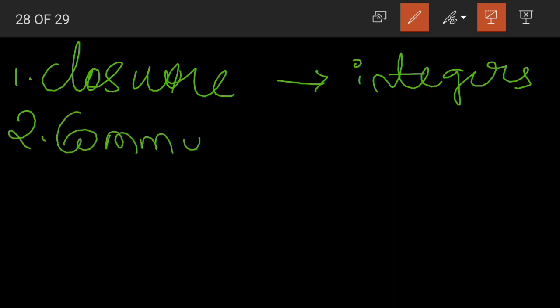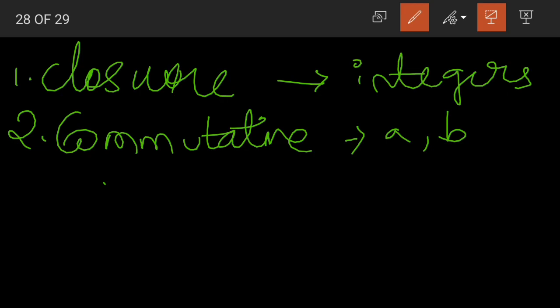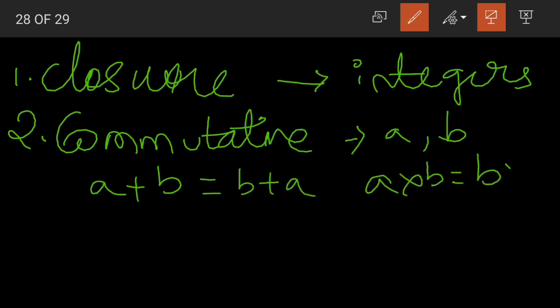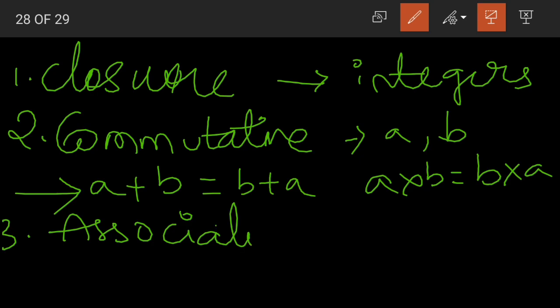Second one was commutative property. In commutative property, we have two integers a and b, and when we change the order of the integers, a plus b should be equal to b plus a, and a into b should be equal to b into a. So even when we change the order of the integers, the answer should be the same. Coming to the third one, associative property. In associative property, we have three integers a, b and c. We change the grouping of the integers.